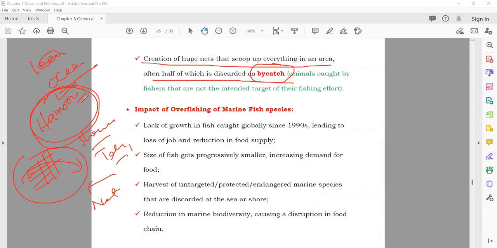So what will Lean do? Lean will take the Hamur, and the other types she will throw back into the ocean. So that is known as bycatch. That is good: whatever she needs she takes, and the others she puts back. But if you do not do bycatch, then the other fish that you don't need, you will let them die outside, even though you don't need them. Did you get the point?